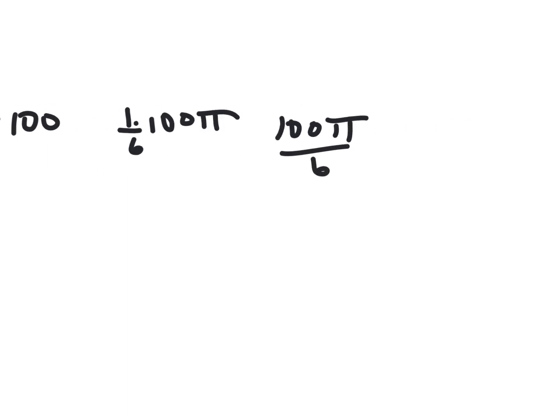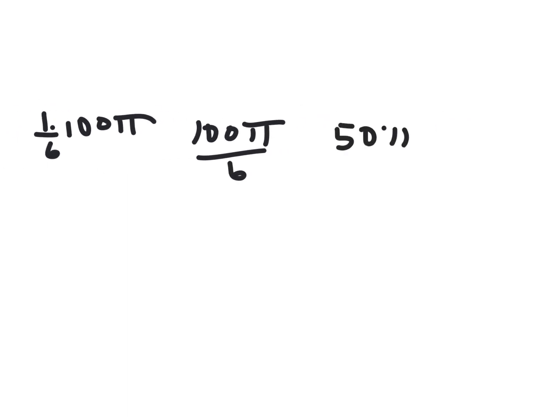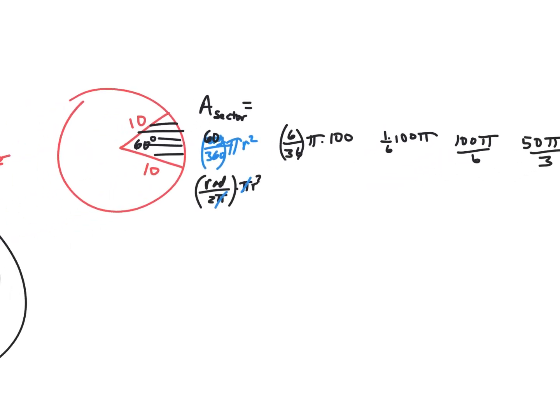And I hope you also simplified it down more. 50 pi over 3. But I think that might be it. Did anybody else get 50 pi over 3? Yay, you did it right. Okay, so that's area of a sector.